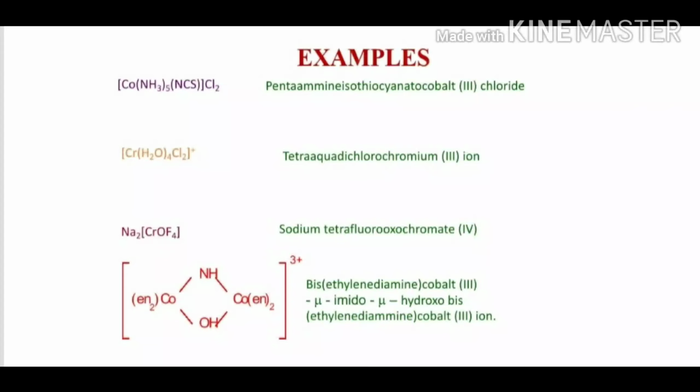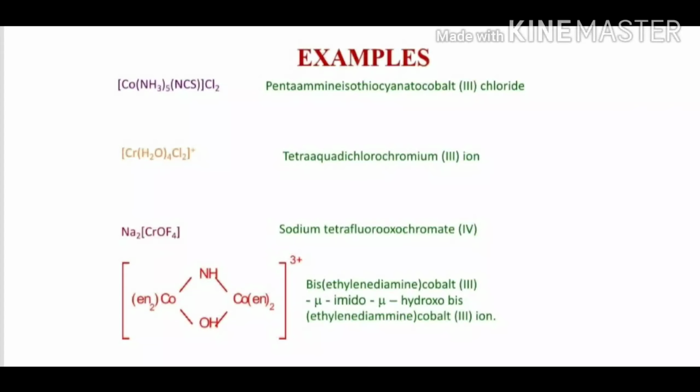That's why we can't name it as an ion. But the one species present outside on the left side is a sodium ion. So we can leave some space after sodium, and the ligands are tetrafluoro. One oxygen is present as an oxo ligand. So tetrafluorooxochromate(IV).